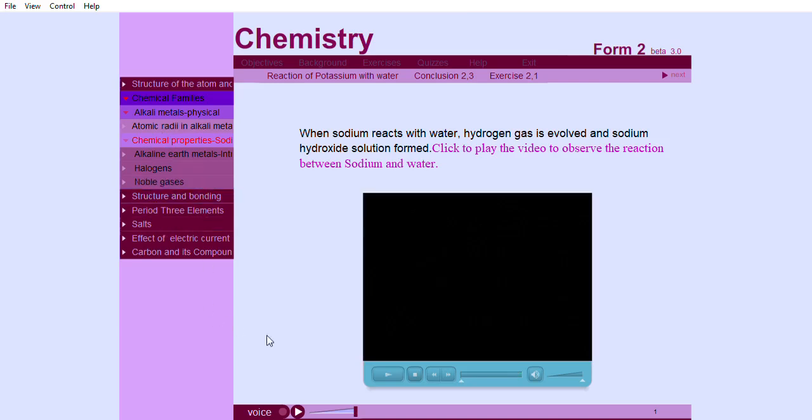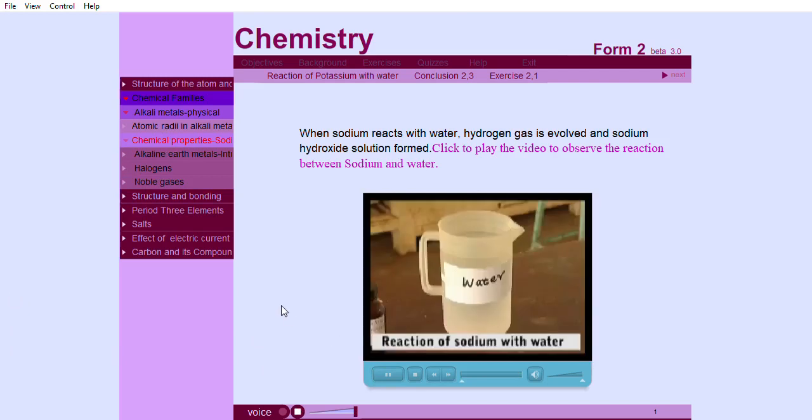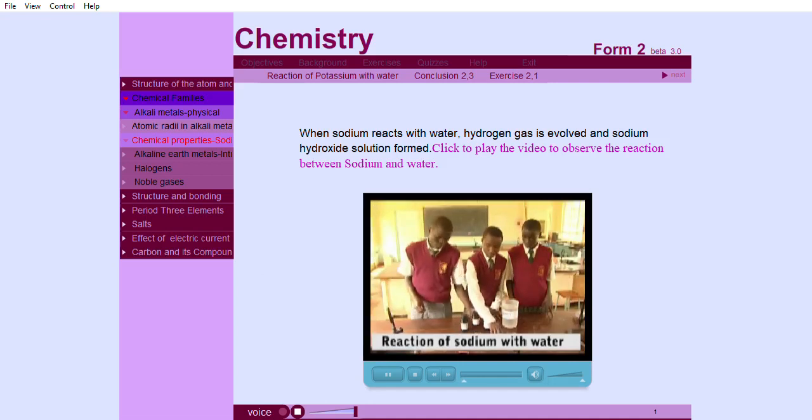When sodium reacts with water, hydrogen gas is evolved and sodium hydroxide solution is formed. Click to play the video to observe the reaction.